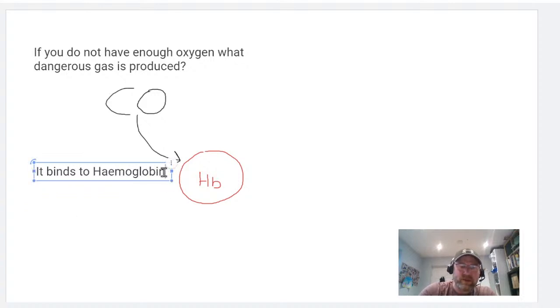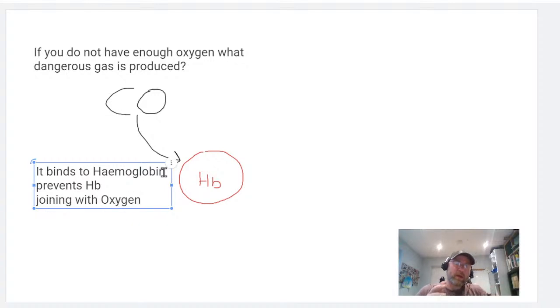So it binds to hemoglobin, prevents. I'm just calling hemoglobin HB, which I shouldn't do. I should write the full words. But it binds to hemoglobin, prevents hemoglobin joining with oxygen. So carbon monoxide actually, hemoglobin loves carbon monoxide more than oxygen. They have a better binding, so they attract to each other quickly, and then the oxygen can't go in, and technically Emily said you suffocate, which is absolutely right.